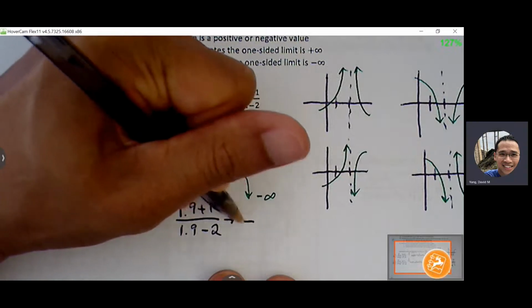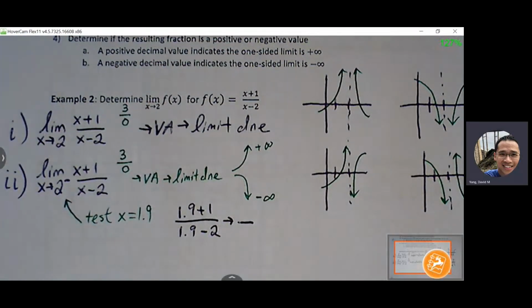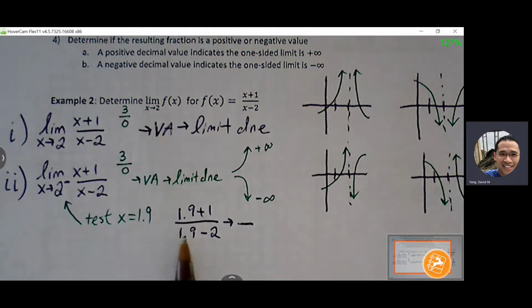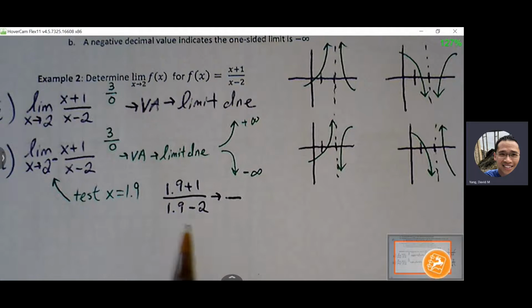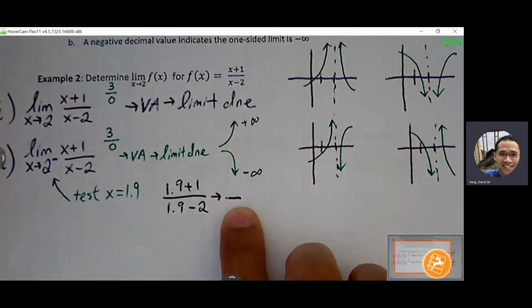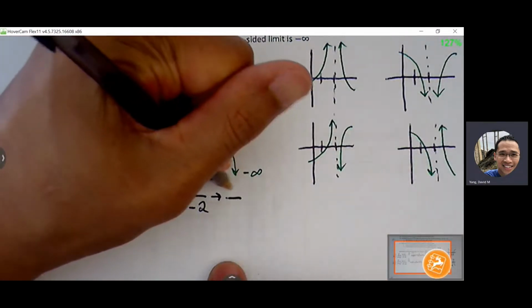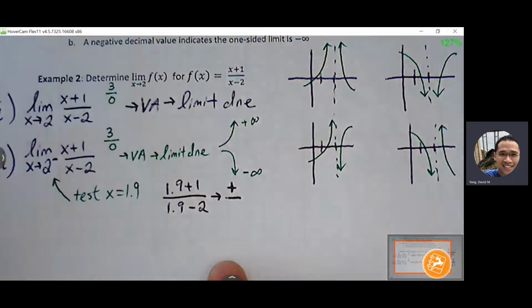Now, all I care about is whether each of the numerator and denominator is giving me a positive or negative value. So we don't care what the decimal value is. What's 1.9 plus 1? Positive or negative? Positive. Again, I don't really care about what the decimal value is. I just want to know whether that value is positive or negative.